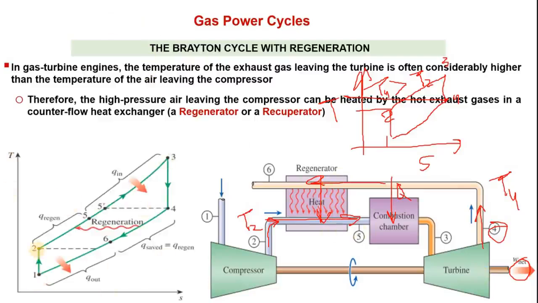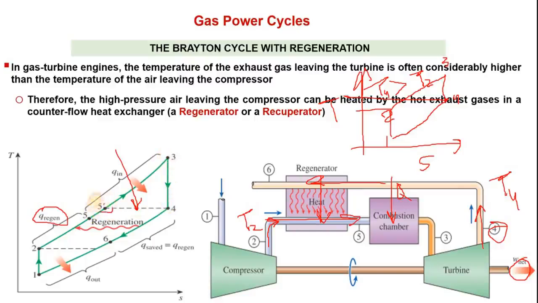So 1 to 2 is compression, then 2 to 5 represents the heat which is regenerated from the exhaust process 4 to 6, then 5 to 3 is the further heat transfer in the combustion chamber by burning the fuel. Then 3 to 4 is the turbine or expansion process.